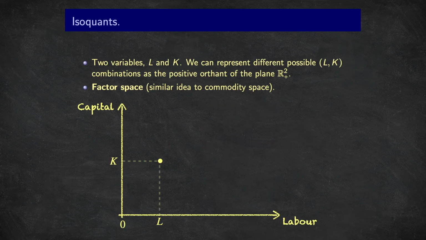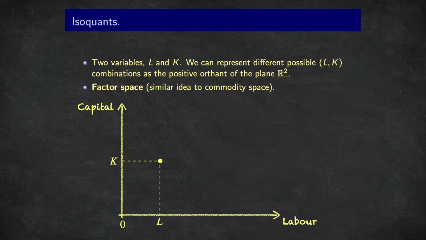To represent different combinations of labour and capital, we're going to use a similar idea that we used in consumer theory, where we constructed a diagram of commodity space. This time, we're going to draw a picture that we will call factor space. So, for each different factor combination, a particular factor combination is a pair with some amount of labour and some amount of capital, L and K. Similar to a bundle in consumer theory, we'll call this a factor combination.